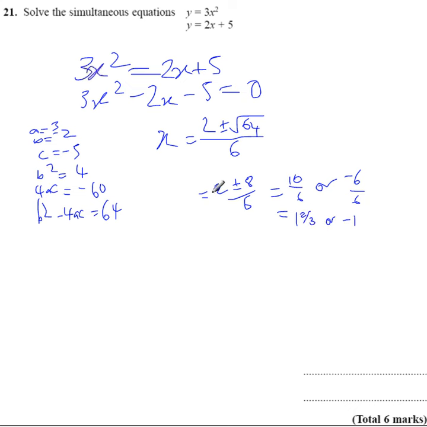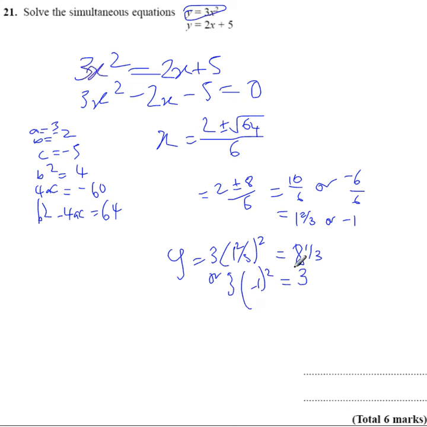Now, we're not quite done yet. Obviously, we need to work out what y is. So the easiest one to work with is y equals 3x squared. If x is 1 2/3, y is going to be equal to 3 times 1 2/3 squared, which is going to be 8 1/3. Or y is equal to 3x squared, is going to be 3 times minus 1 squared, which is going to be 3 times 1, which is going to be 3.